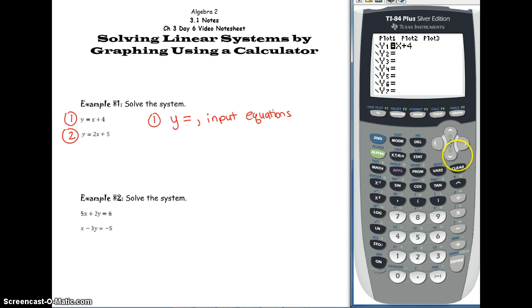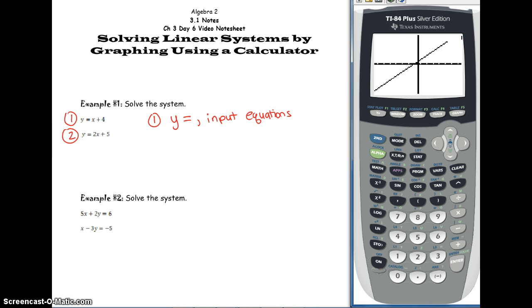What's cool is when I touch my calculator, you get to see this red blinking light. That's how you know where I'm going. Then I'm going to go to y2, which is my second one, and type 2x, which is right underneath mode, plus 5. And then I'm going to go ahead and graph them.